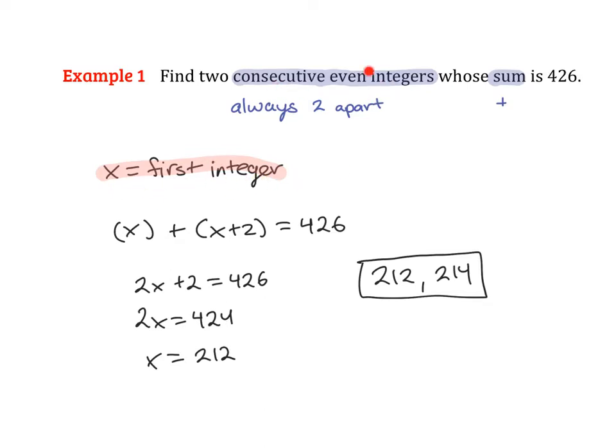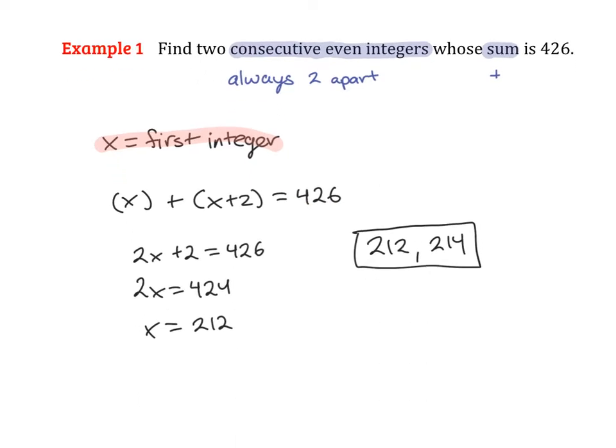Then I'm going to go through and try to interpret what some of these words mean. So when I see consecutive even integers, I know that consecutive even integers are always 2 units apart. So that would be like 2, 4, 6, 8, and so on and so forth. And I know that sum means addition. And so you can see here that if the first integer is x and I want 2 consecutive, meaning next to each other, even integers, the next integer would be x plus 2. And here's whose sum is 426.